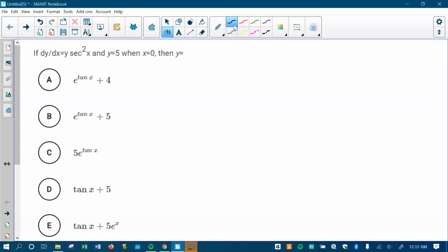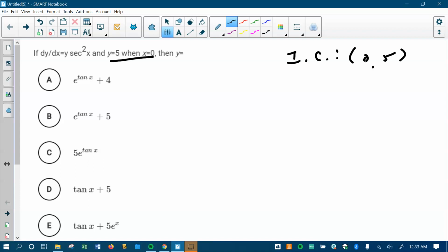Here we go. This is question number 1 on the AP Classroom from Verifying Solutions to Differential Equations, which was Thursday's homework. dy/dx equals y sec squared x, and y equals 5 when x equals 0. That's your initial condition, which is (0, 5). We have (0, 5) for our initial condition.